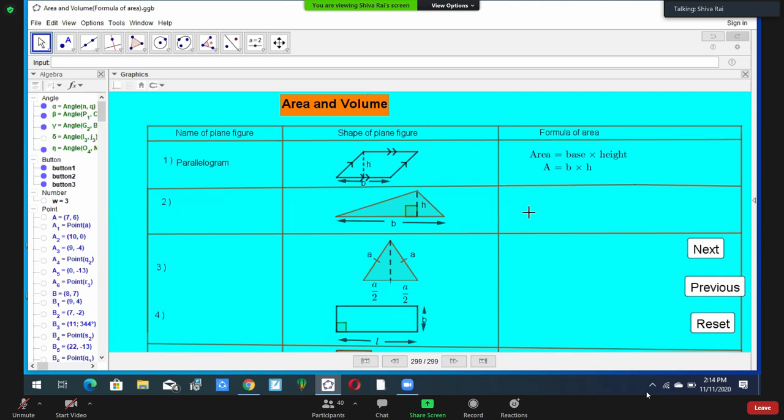Here B means base, H means height. Let's see here. Name of plane figure should be triangle. I have written here area of triangle, but it should be only triangle. Just triangle, and its area. You look here. Area equal to half base into height. So we can write A equal to half BH. BH means it is in product form. Here it is into, but not necessary to write it. Not compulsory.